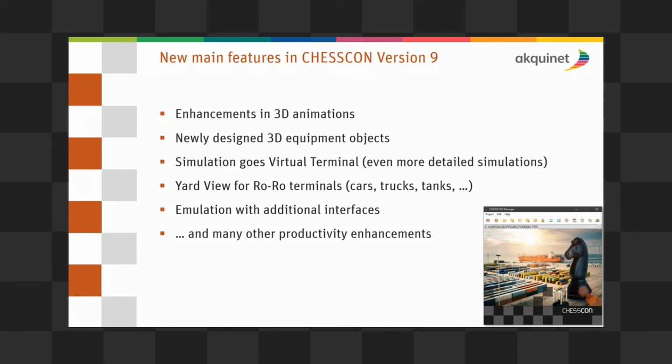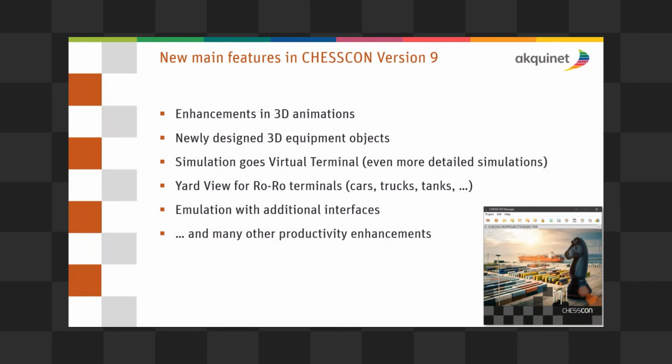And the simulation system goes more like a virtual terminal. That means that in the CHESSCON simulation, you have even more detailed simulation opportunities now, so that everything is much more realistic than before. And we have our yard view, which is in use on many container terminals, not just for container operation, but also for roll-on, roll-off terminals. So you can depict not just containers, but cars, trucks, and even tanks.